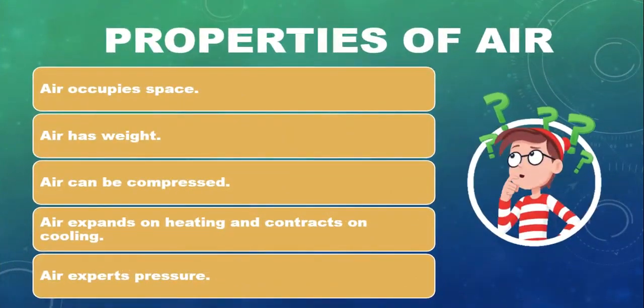Children, now let us discuss about the properties of air. Since air is a matter, so it will have all the properties of matter. Like it occupies space, it has weight, it can be compressed, it expands on heating and contracts on cooling, and it exerts pressure. Children, we will discuss about all these properties in detail.